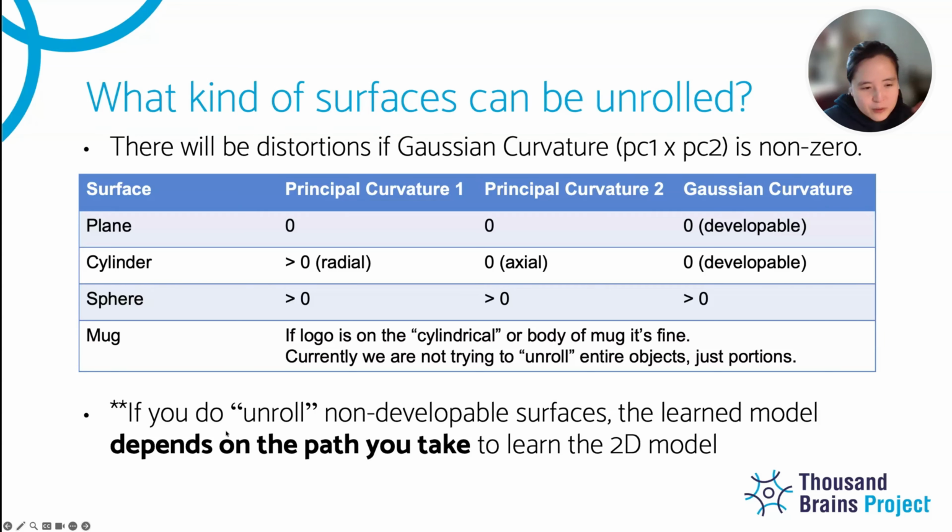And then on the flip side, the caveat is if you unroll something called non-developable surfaces, like a sphere, something that cannot be flattened, then the learned model will depend on the path you take to learn the model. This is a thorny issue because during learning or inference, we might take different paths and end up with two different 2D models, even though we have the same 3D object. So in that case, the 2D representation is not that useful.